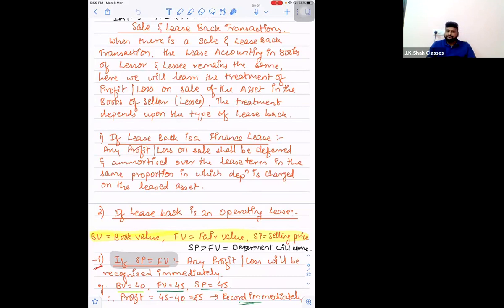Because I sold the asset to Anshul, so I am the seller, Anshul is the buyer. Now I am again taking the asset on lease back from Anshul. So Anshul will become the lessor and I will become the lessee. I was originally the seller, so now I am the lessee also. So seller is lessee, buyer is lessor. We are going to understand the accounting treatment of only and only the profit or loss on the sale of the asset in my books.